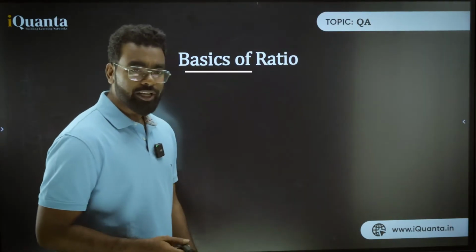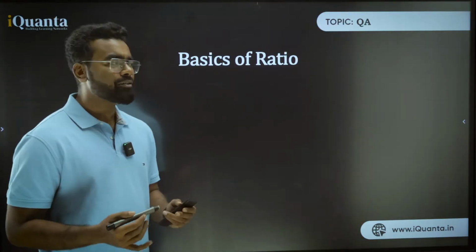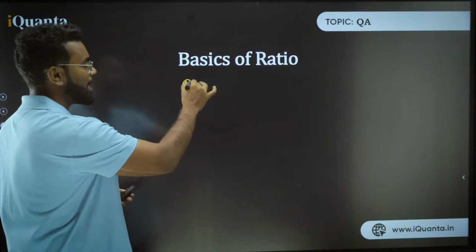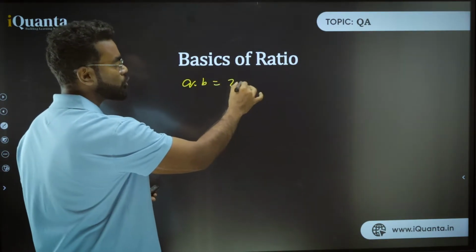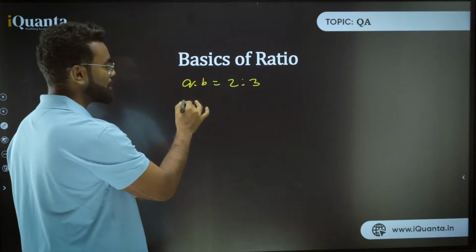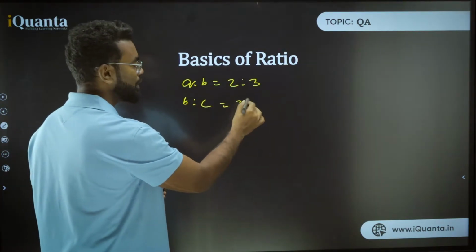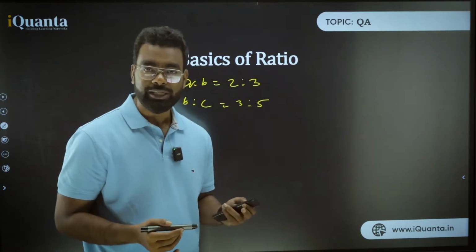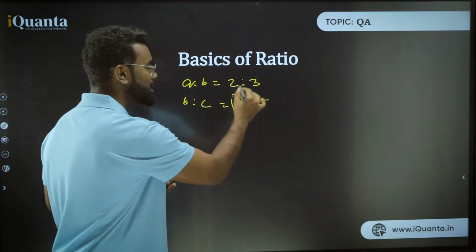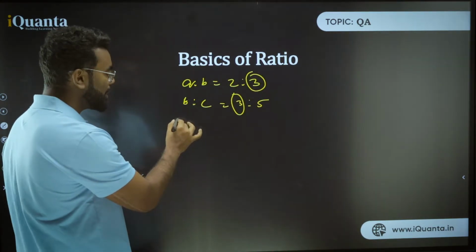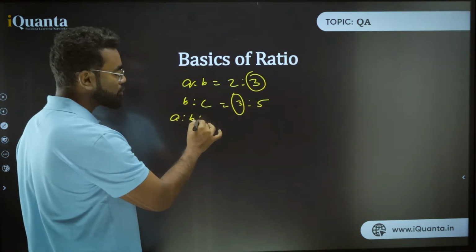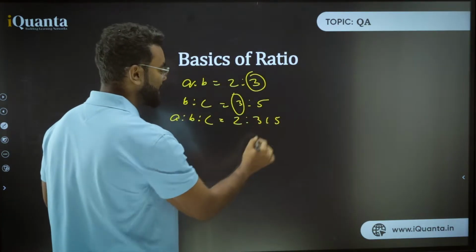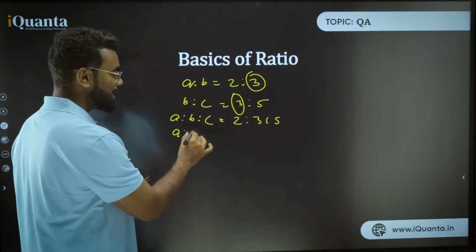So first is the basic of ratio, let me make you understand how we use ratio. Think about a question like this: let's say A is to B is 2 is to 3, and B is to C is 3 is to 5. In this case, if I ask you to find A is to C or A is to B is to C, it's very simple because B is equal in both cases. A is to B is to C is nothing but 2 is to 3 is to 5. And what is A is to C? That is 2 is to 5.